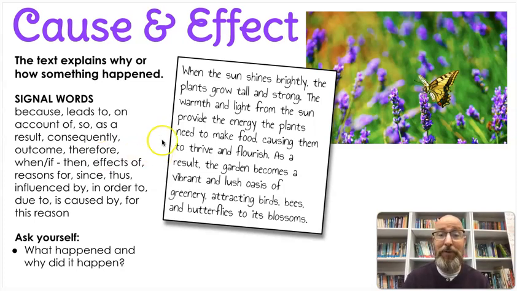Now, lots of cause and effect in that little short text. We see that plants grow tall and strong. That happened. Why? Because the sun shines brightly. We see that plants make food. Why? Because the sun gave energy to them. And so it goes through all of these things. Cause and effect. If you can find those, it helps you understand what's happening.